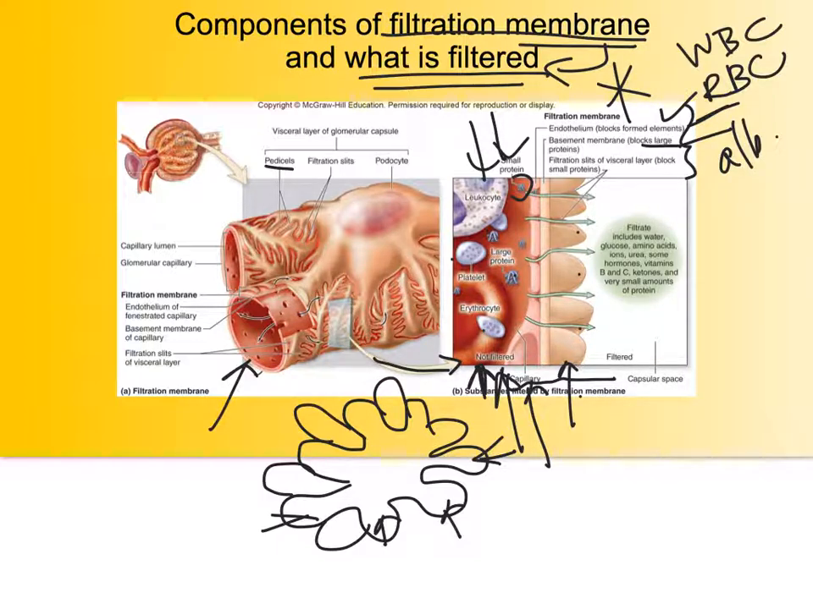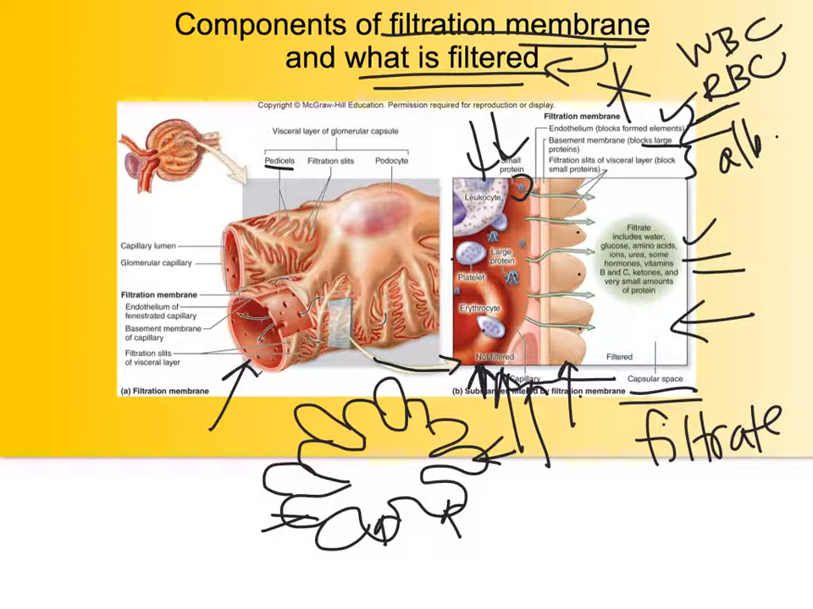I think that makes sense. So that should be in your blood. It shouldn't be going anywhere else. Now, if you look at what's ending up here, this is the capsular space. So this is what's ending up in the filtrate. It's got water, glucose, amino acids, ions, urea, some little hormones, vitamins that are water soluble like B and C, ketones, and some really small proteins, but not much protein. That's ending up in the filtrate.